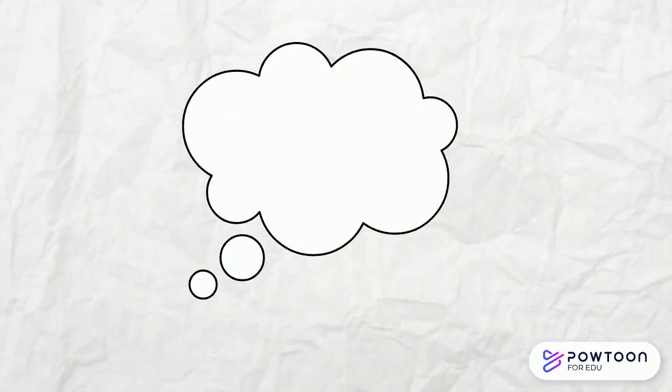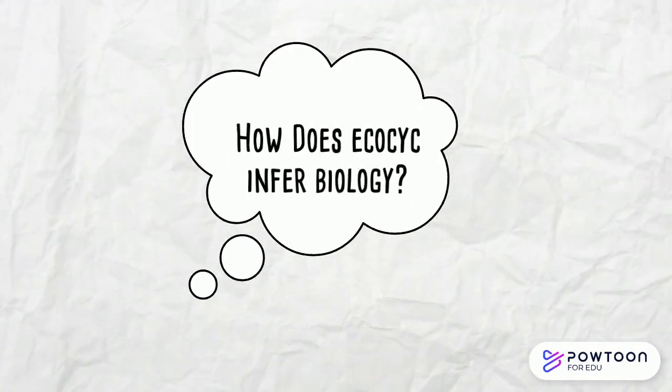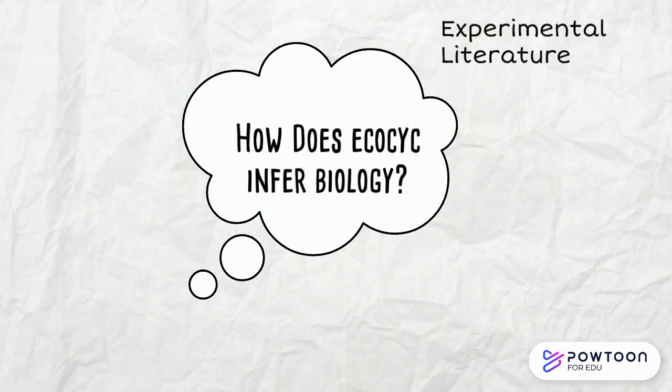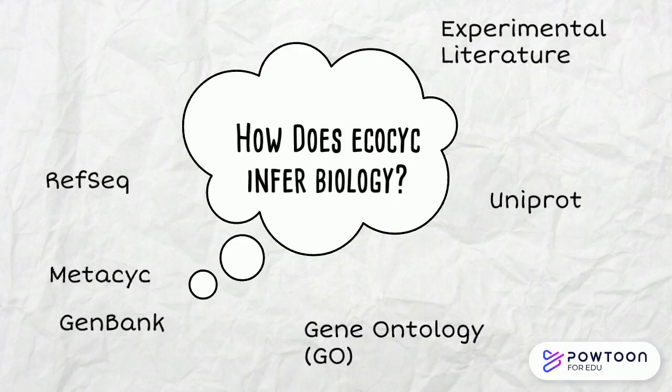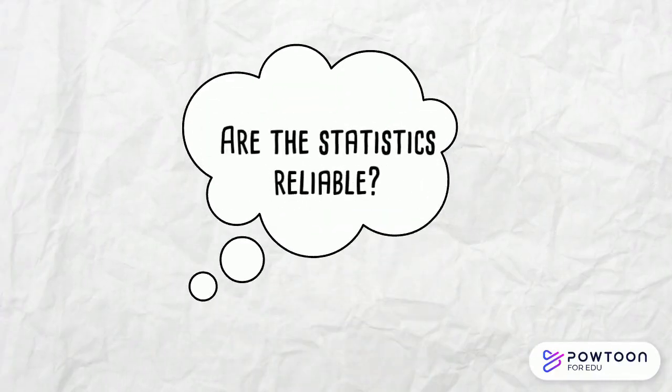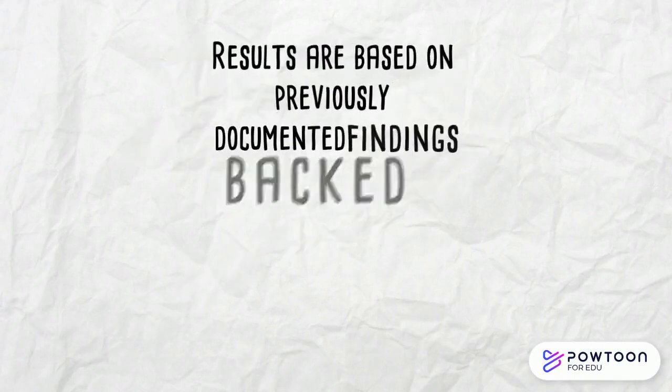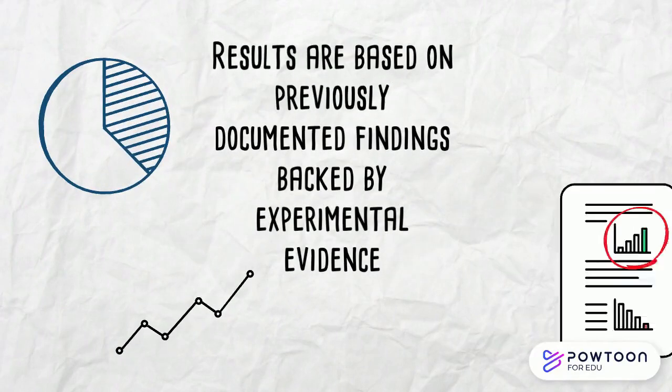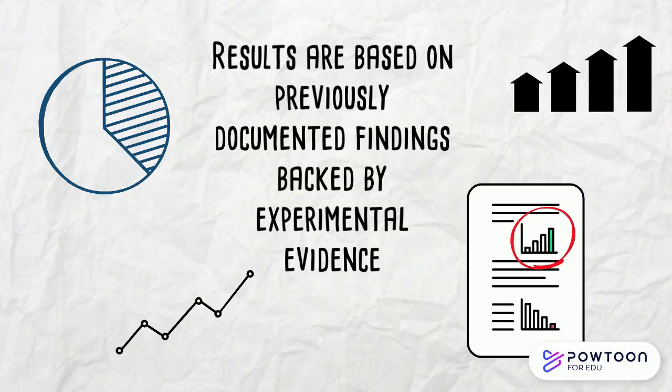So how does the software infer biology? Well, Ecocyc does this by comparing data from experimental literature, as well as from other bioinformatic databases such as UniProt, Gene Ontology, GenBank, RefSeq, and Metacyc. Now, are the statistics reliable? Well, yes, they are reliable as they incorporate data from well-known reference banks. The information is backed by evidence from experimental literature, which is continually updated by its curators, making it highly reliable.